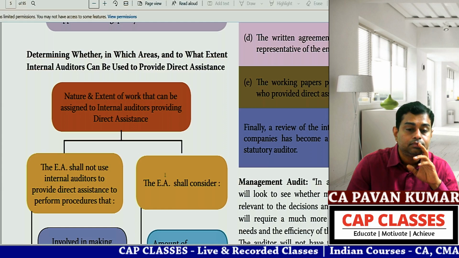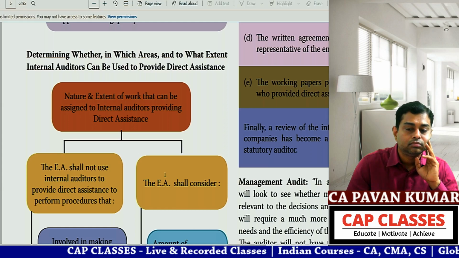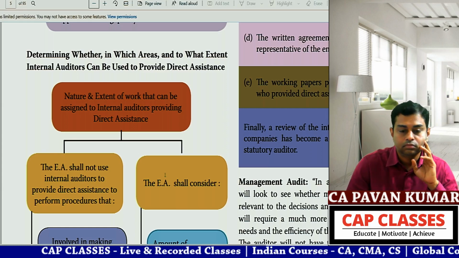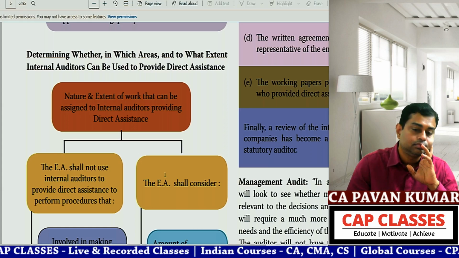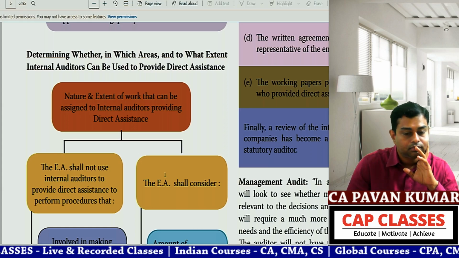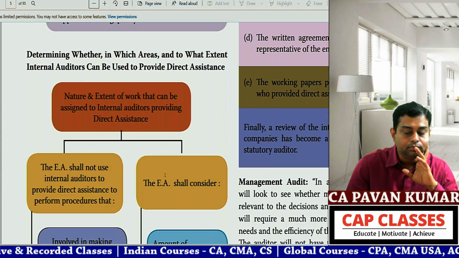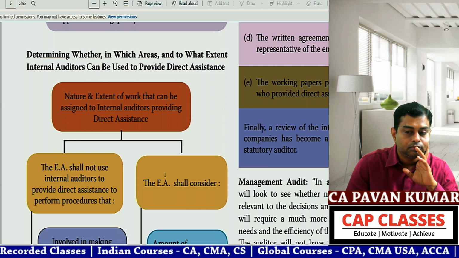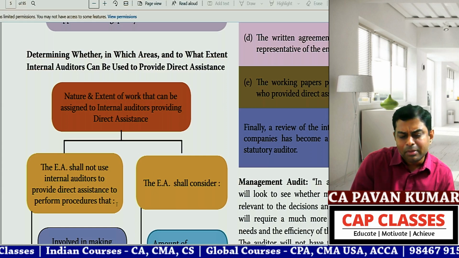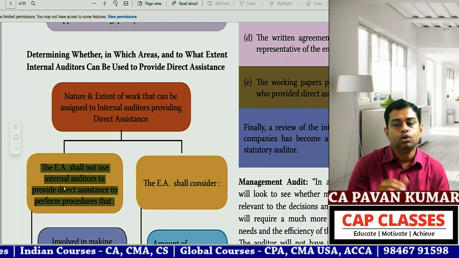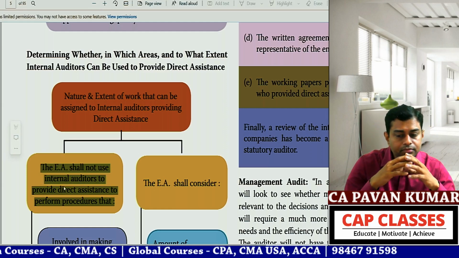Next, see this. Determining whether, in which areas and to what extent internal auditors can provide direct assistance. Nature and extent of work that can be assigned to internal auditors providing direct assistance. The external auditor shall not use internal auditors to provide direct assistance to perform procedures that... I will not scroll down. Can you read this and just imagine what will be given in the next line? Can you just think of it?